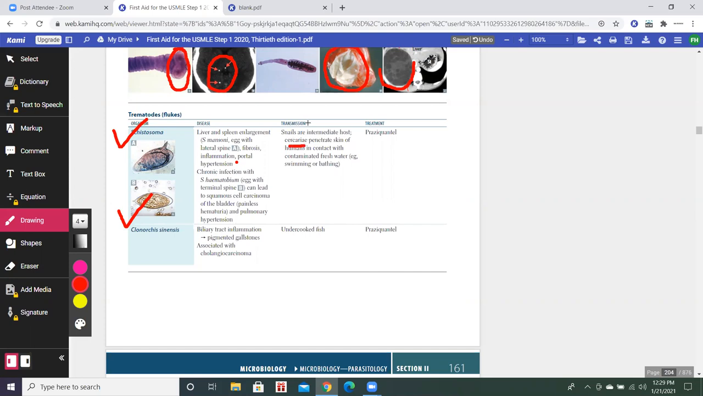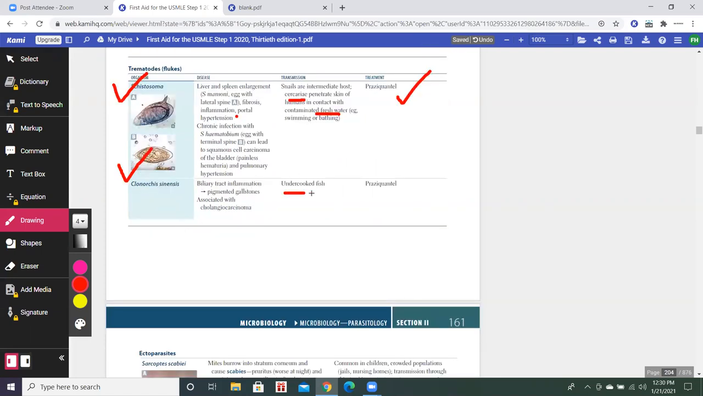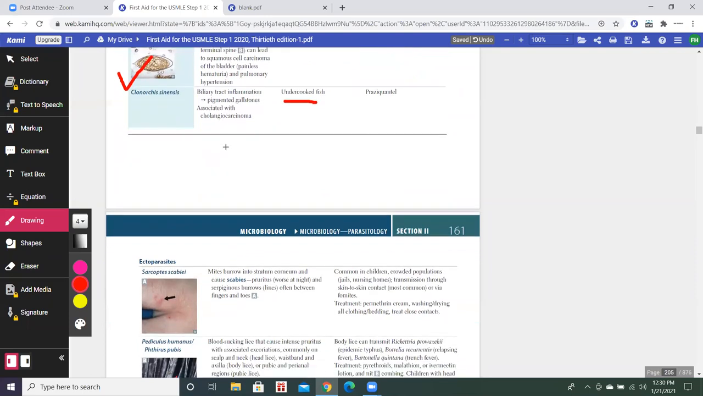The infecting form is cercariae, right? And the infection happens when humans come in close contact with contaminated fresh water. The treatment is with praziquantel. Clonorchis sinensis is another one, which is spread by eating undercooked fish, like Diphyllobothrium latum. This causes chronic inflammation of the gallbladder, and untreated chronic inflammation for a long time can result in cholangiocarcinoma, and they can induce the formation of pigment gallstones.